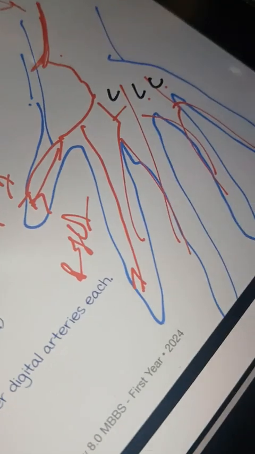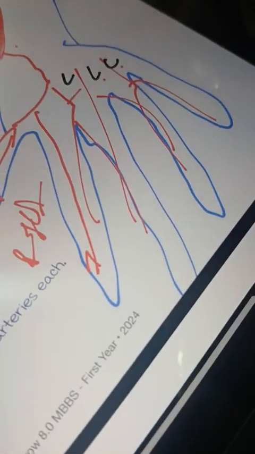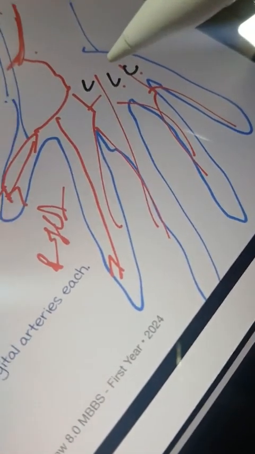Now after the common digital arteries, what we have next are the proper digital arteries. In total we have 5 proper digital arteries. Once the common digital arteries pass like here, the branches they give are known as proper digital arteries. So this is proper digital, that's proper digital, that's proper digital, that's proper digital. In total we have 4 proper digital arteries, and the 5th one also comes there. So in total we have 3 common digital arteries and 5 proper digital arteries.